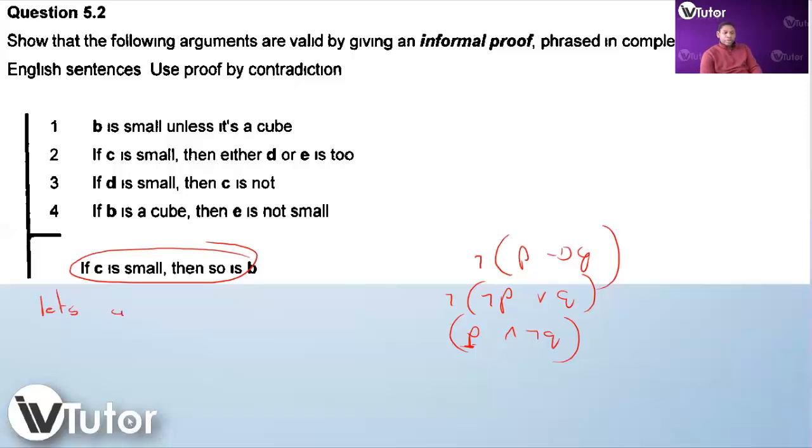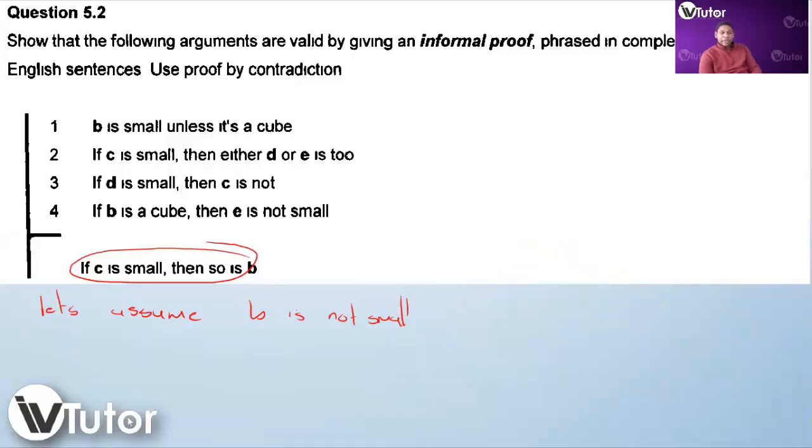So if we want to use that, we assume, let's assume B is not small. B is not small because this is the one that is being affected. Let's assume B is not small. So if B is not small, what's going to happen?